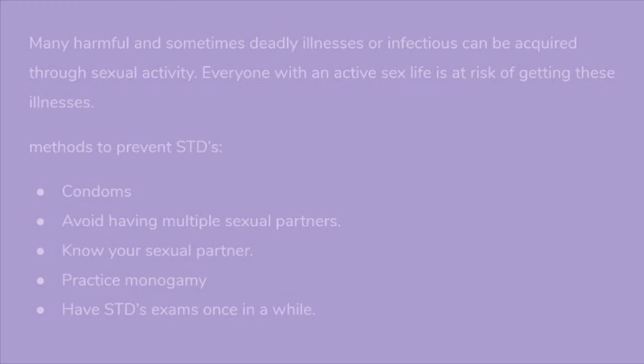Many harmful and sometimes deadly illnesses or infections can be acquired through sexual activity. Everyone with an active sex life is at risk of getting these illnesses. Methods to prevent STDs: First, we have condoms. People should be using condoms not only to prevent pregnancy but to prevent STDs. Avoid having multiple sexual partners, know your sexual partner, practice monogamy, and get STD exams once in a while.